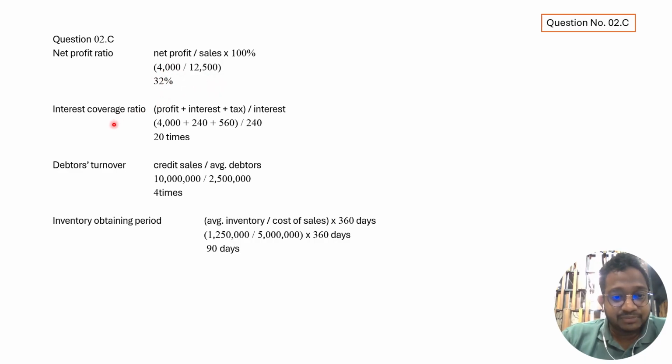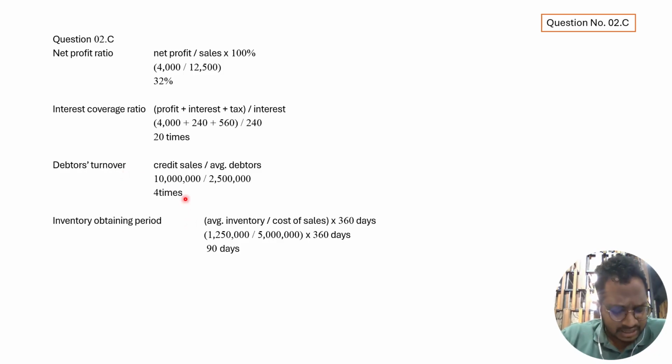And the interest coverage ratio means how many times you can pay the interest from your profit. To find that, profit plus interest plus tax divided by interest. So in this case, you can pay 20 times the interest from your profit. Debtors turnover: to find that, credit sales divided by average debtors. In the other information, it says 80% of the sales are made on credit, which means your credit sales are 10 million, and the average debtors is given directly. Then you can find the debtors turnover.